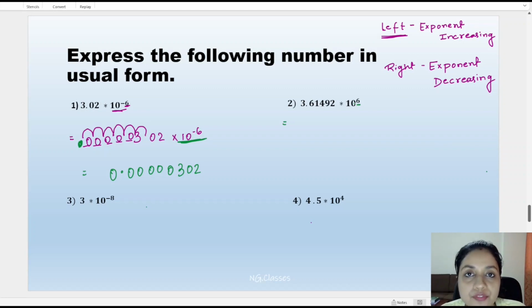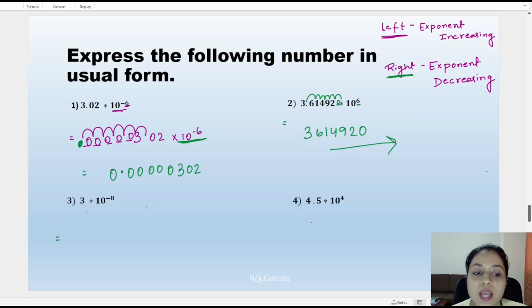And whenever we have to decrease the exponent, we must move towards the right direction. Right means this direction. So let's move the decimal 1 place, 2 places, 3 places, 4 places, 5 places and one more place. That means 6 places. So at last we will have 10 to the power 0. Let's write the answer. It became 3614920.